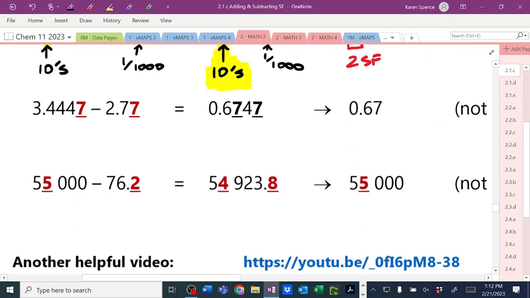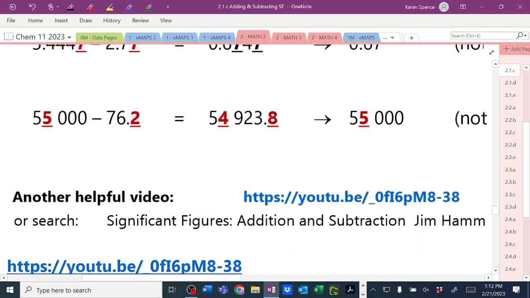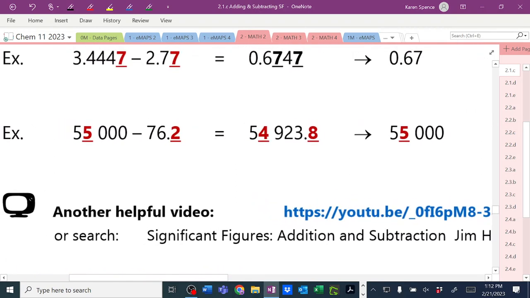I don't know that we need that example. We're going to skip that one and move to the last one because I like it. It really shows uncertainty really well. So here our uncertainty is in the thousands. And here the uncertainty is in the tenths. So we will have uncertainty in the thousands and in the tenths.